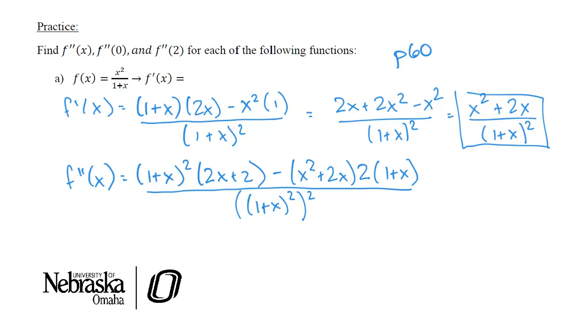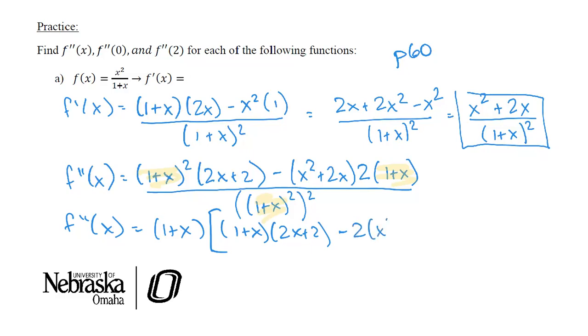Okay, we have some simplifying to do here. Now, there are different ways you could do this, but notice that we have a 1 plus x, 1 plus x, and a 1 plus x. So the first thing we could do is divide each term by that, or in other words, what we're doing is factoring out a 1 plus x from the numerator. So we'd be left with 1 plus x times 2x plus 2.